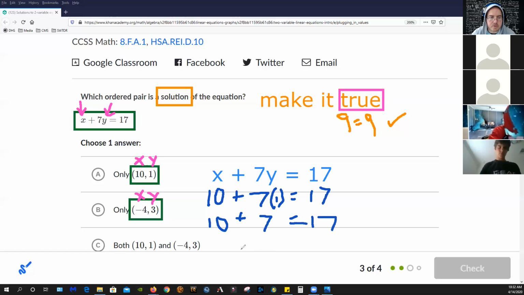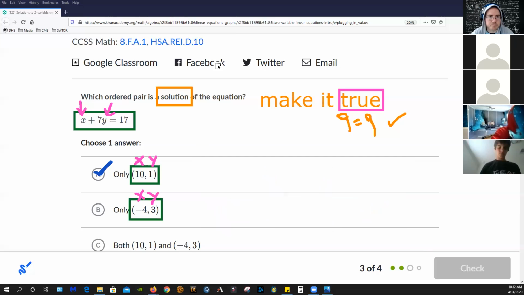So chat, true or false? Is 10 plus 7 equal to 17? True or false? Well, I think it's true. So I like A as an answer because when I plug in this x and this y, the equation comes out to be a true statement. Okay? So we get rid of all this. We'll try the next one.